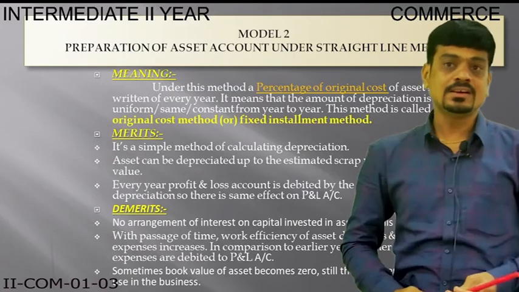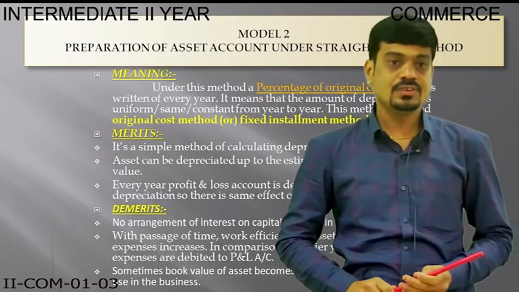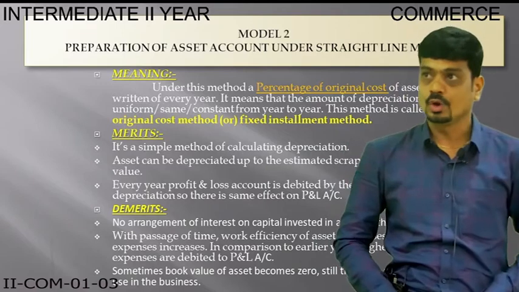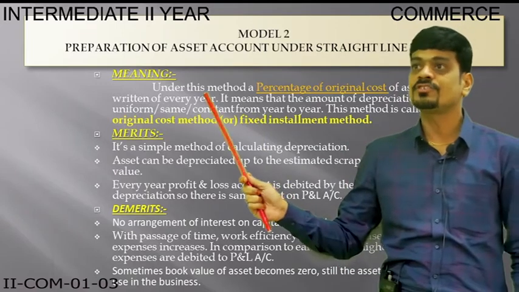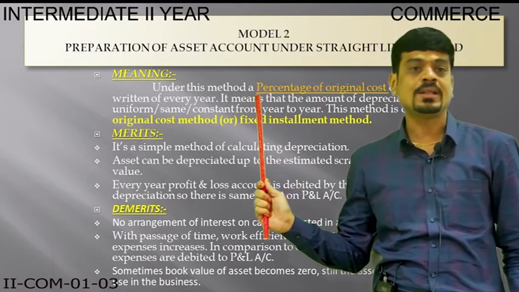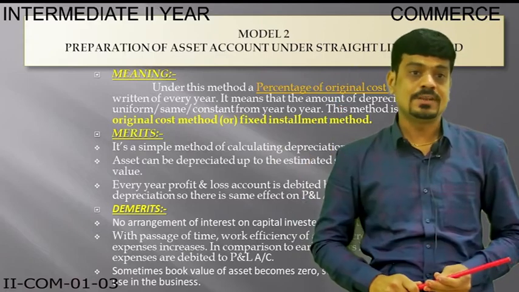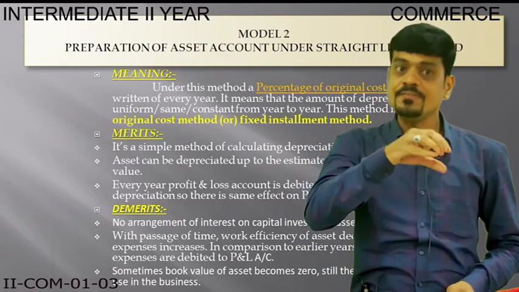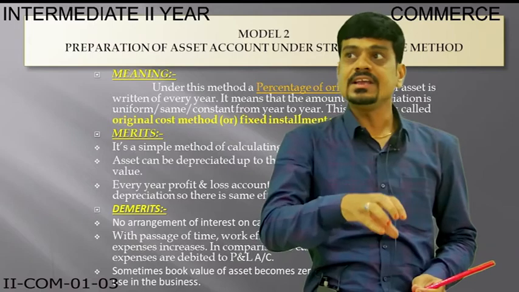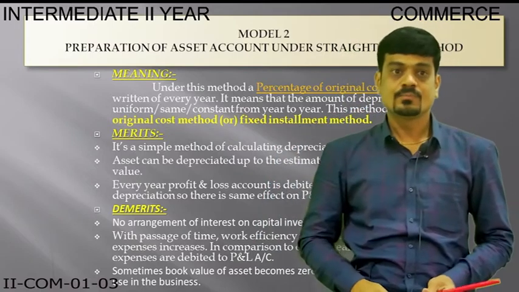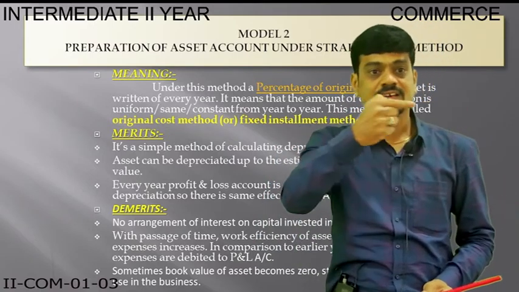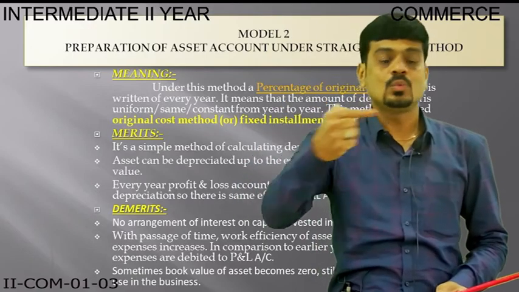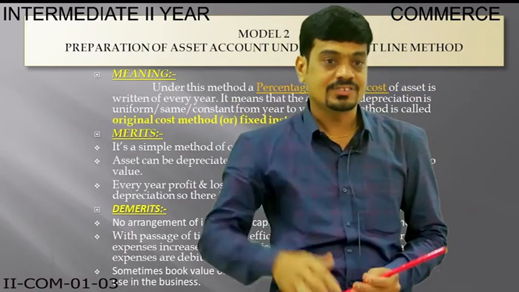Straight line method has got different names. It is recognized by different names also, like original cost method, fixed installment method, sum of equal installments method. The name itself is telling that it is straight line method, means straight in the sense one which is not up and down, one which is going to be in a proper straight line.